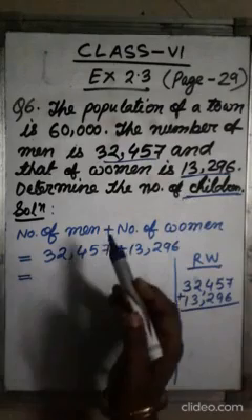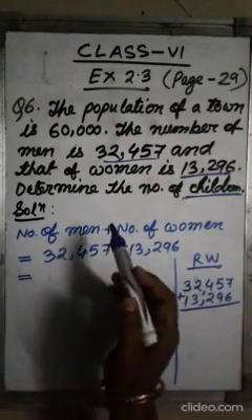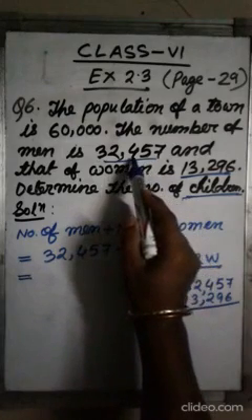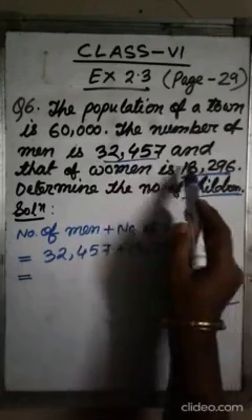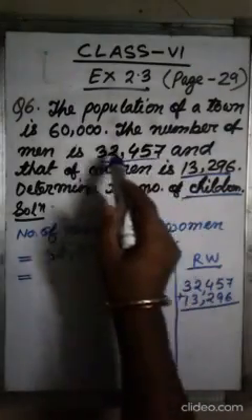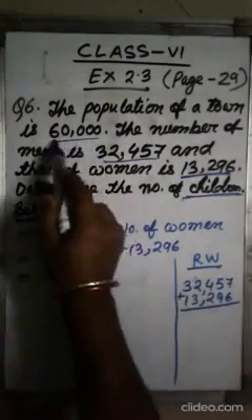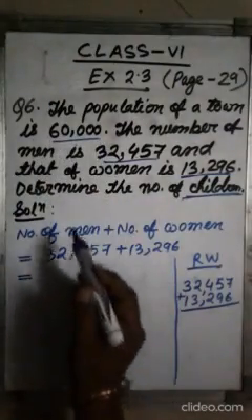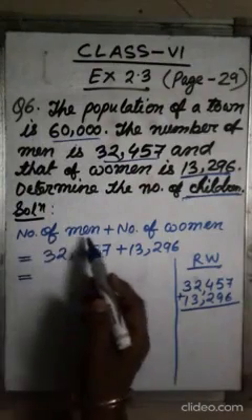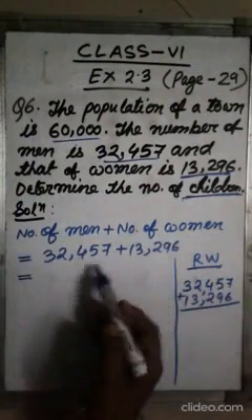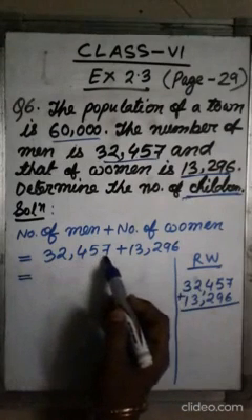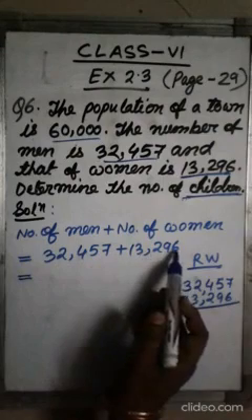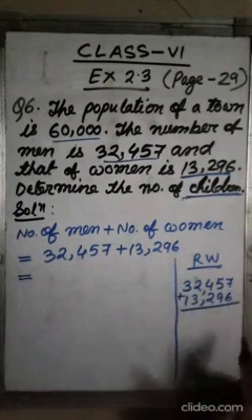To find the number of children, we have to add the number of men and the number of women, then the result we have to subtract from the total population. So first, the number of men and the number of women we have to find. So 32,457 plus 13,296. I am doing some rough work.